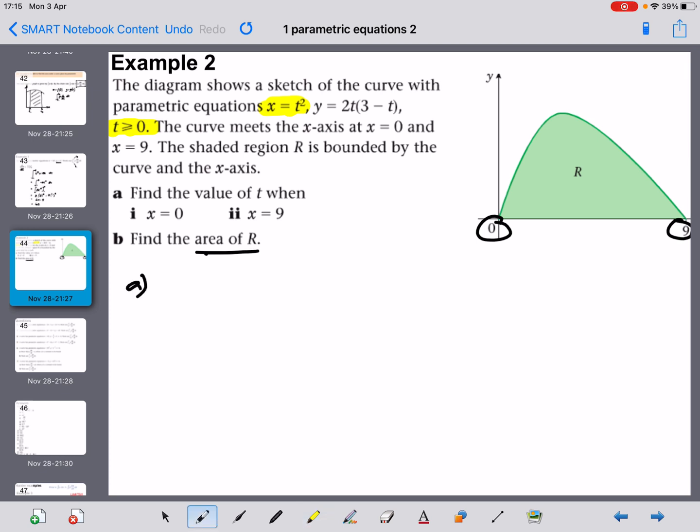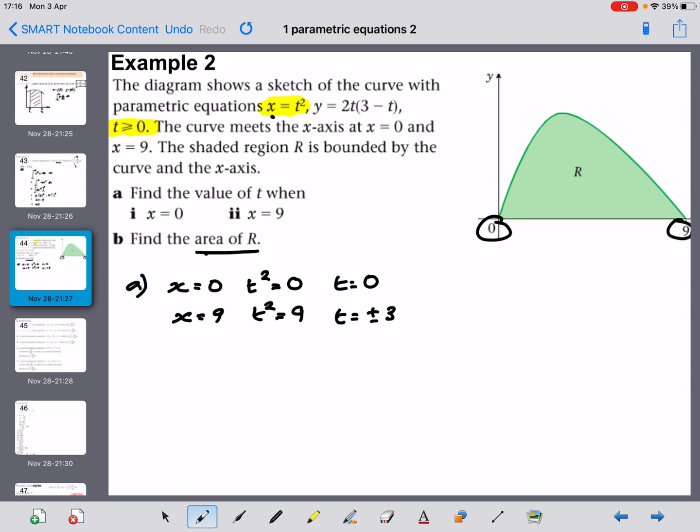So for part A, I'm going to say if x equals 0, then t squared will equal 0. So I'm substituting 0 into there, which means t is 0. Now I'm going to find out what the value of t is when x is 9. So when x equals 9, t squared equals 9. So t, well, it could be plus or minus 3.